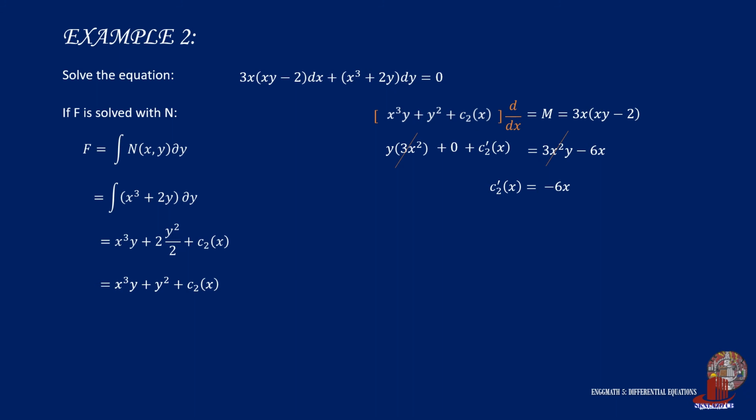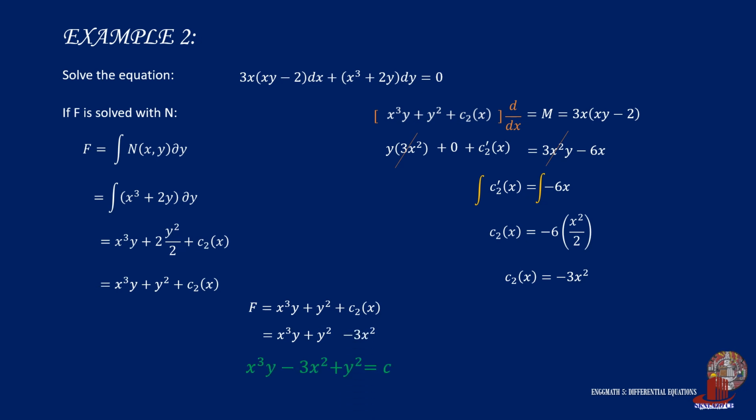We continue by integrating c prime to have c. So the integral of negative 6x is negative 6 multiplied by x squared over 2, which can be simplified as negative 3x squared. Knowing what c is, we can get back to the original solution of f and plug in c, so we get x cubed y minus 3x squared plus y squared is equal to c.